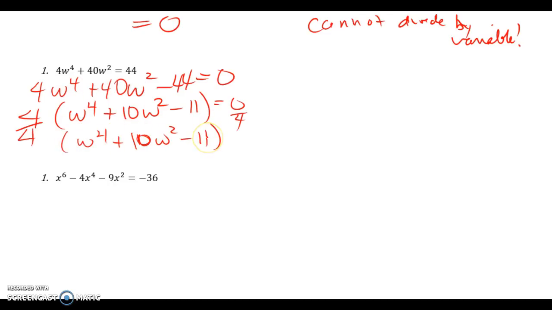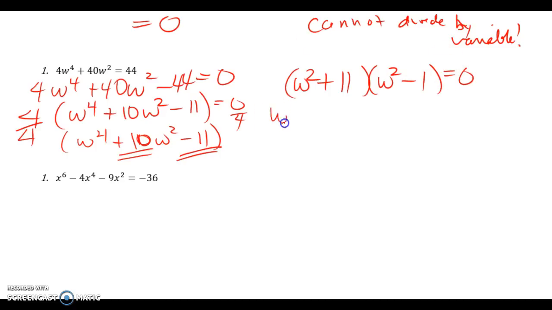Well, I could substitute, or I could notice that this is quadratic. So w squared, w squared. So what factors of -11 add up to 10? Well, guess what? That's plus 11 minus 1. So I'm going to set each of these equal to 0.